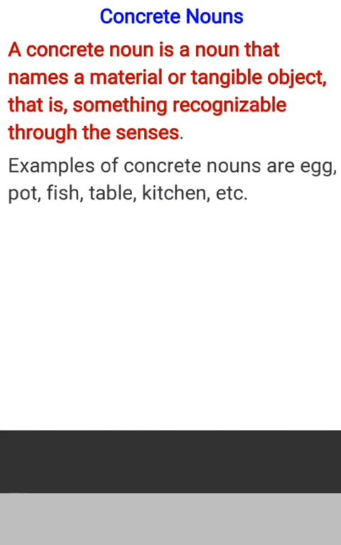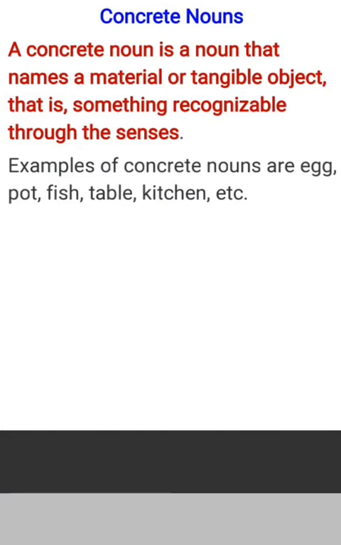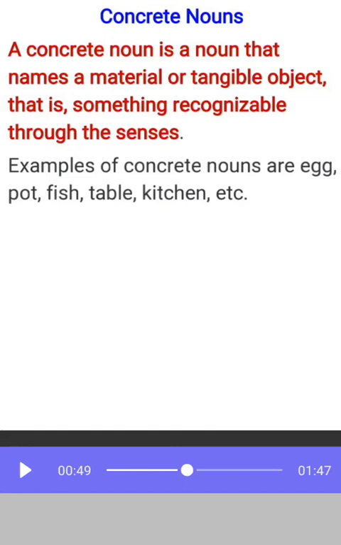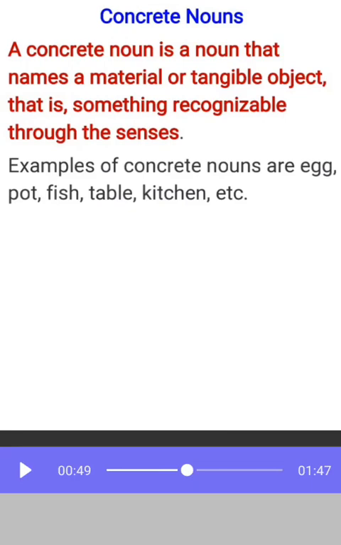Compared to something like happiness. Happiness is not material, it's not an object. You can only feel it, but you cannot see it as a tangible object. So that's what we're talking about. Names of tangible or material substances or objects are referred to as concrete nouns. And in the list, we have things like egg, pot, fish, table, kitchen, book, calculator, fan, wardrobe, and so many others. And so we want to take note of these.